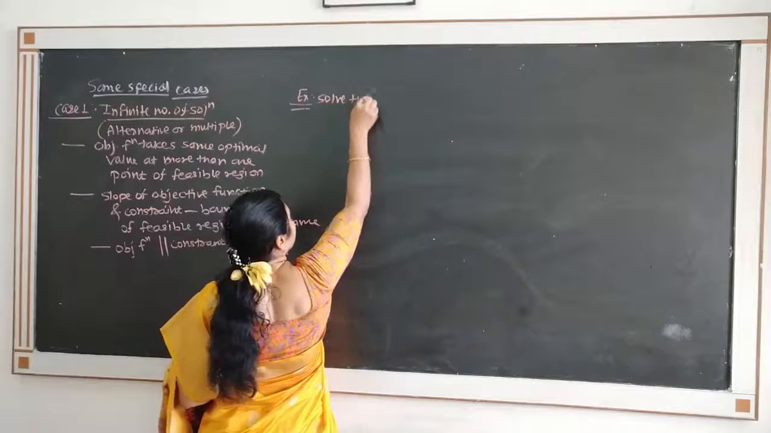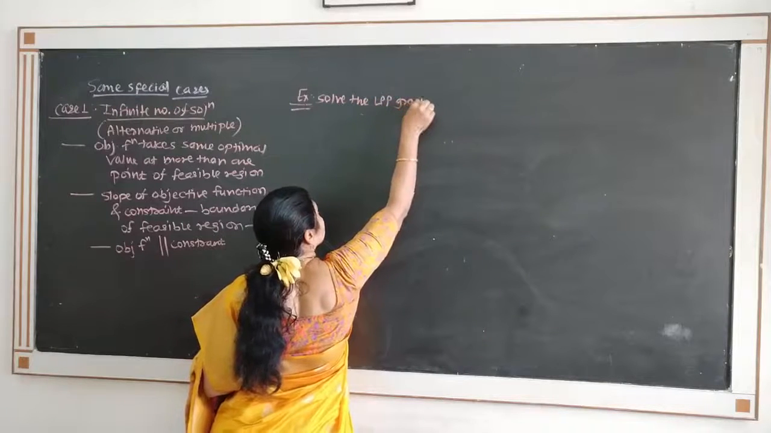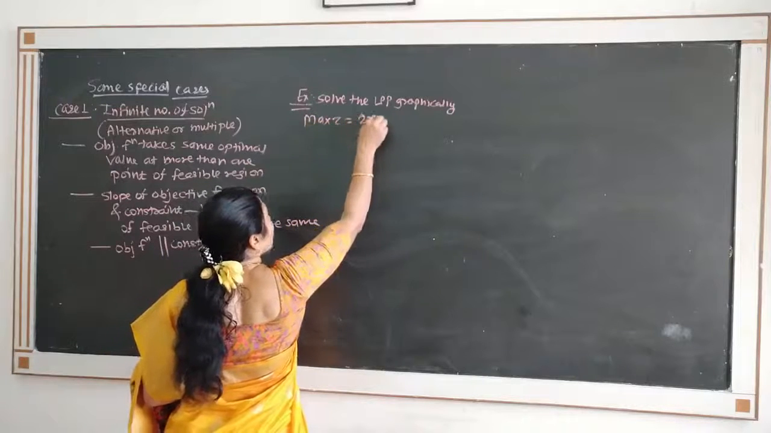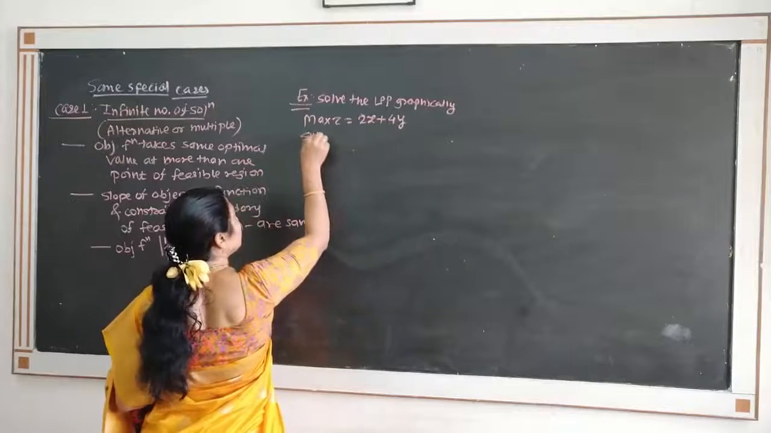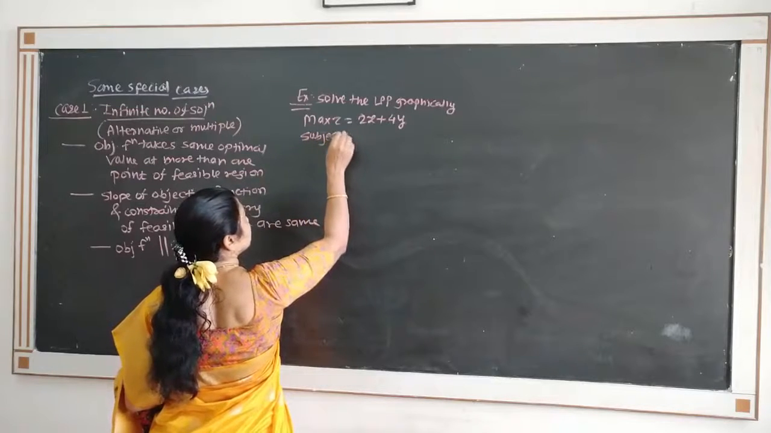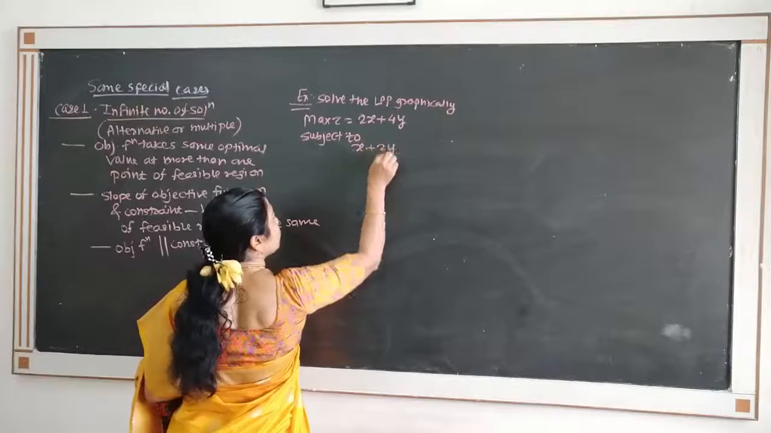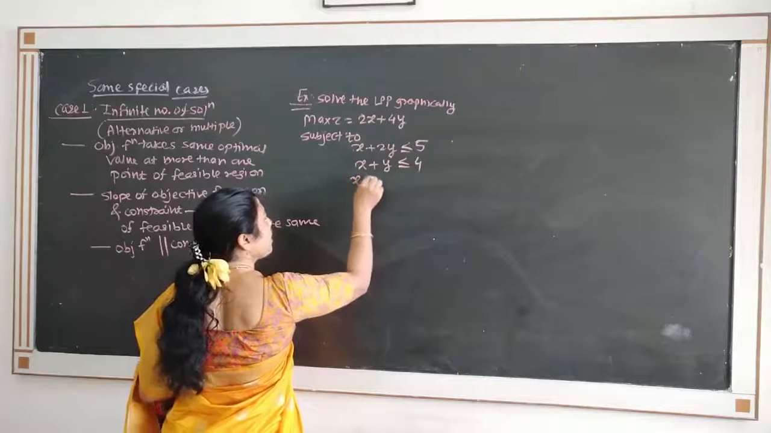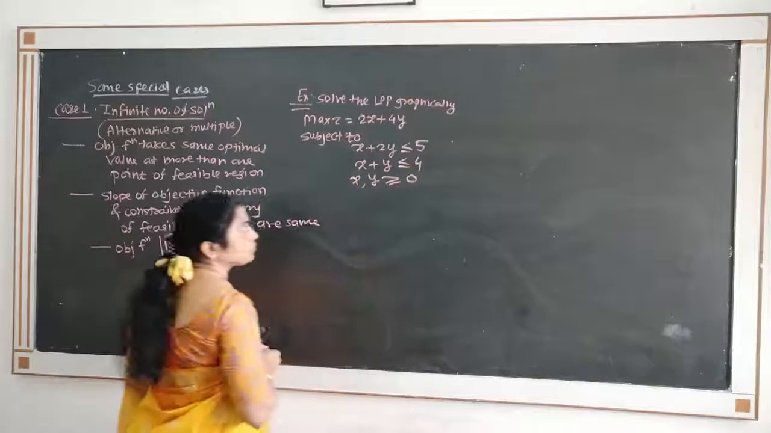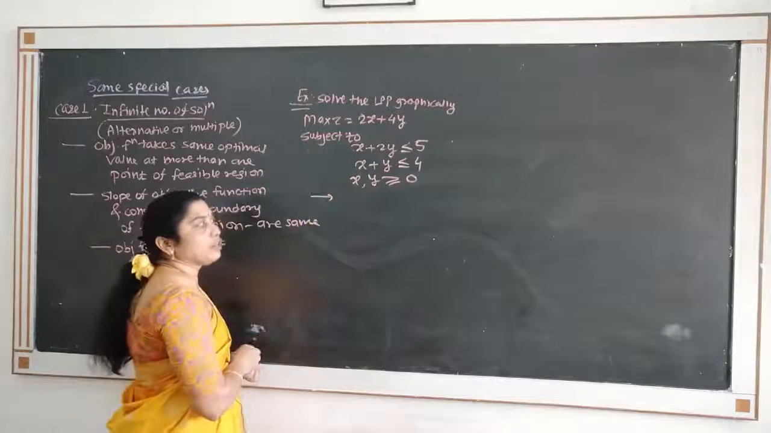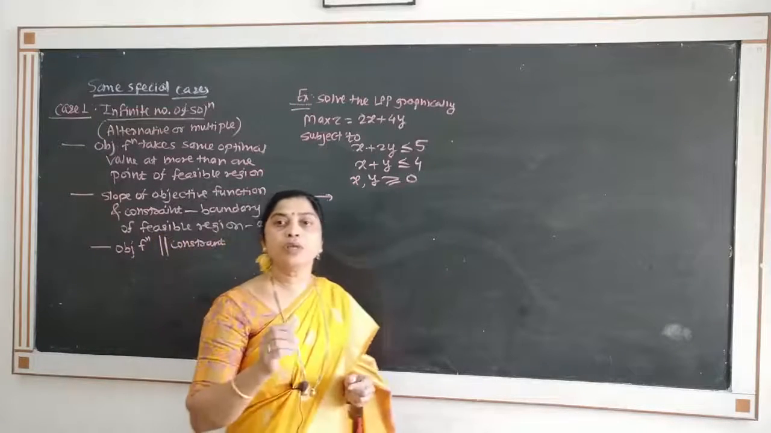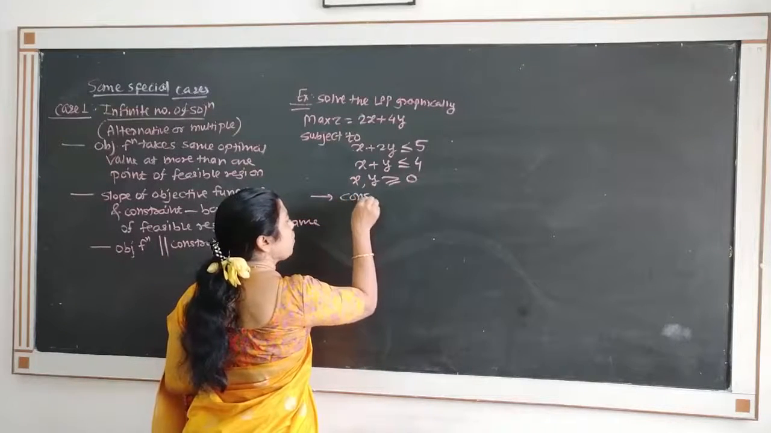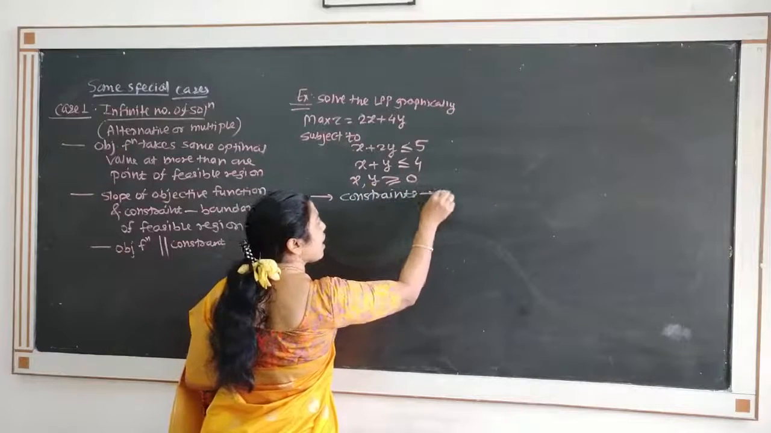Solve the LPP graphically. Maximize z equal to 2x plus 4y subject to x plus 2y less than or equal to 5, x plus y less than or equal to 4 and x, y greater than or equal to 0. To solve this LPP graphically, what is our first step? We write down the constraints as equalities.